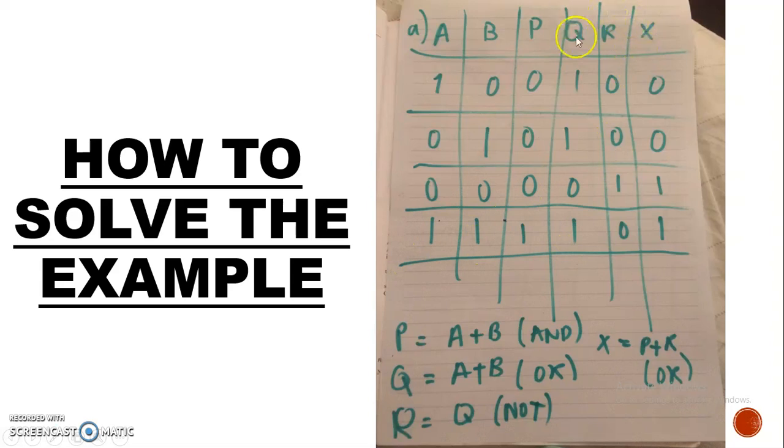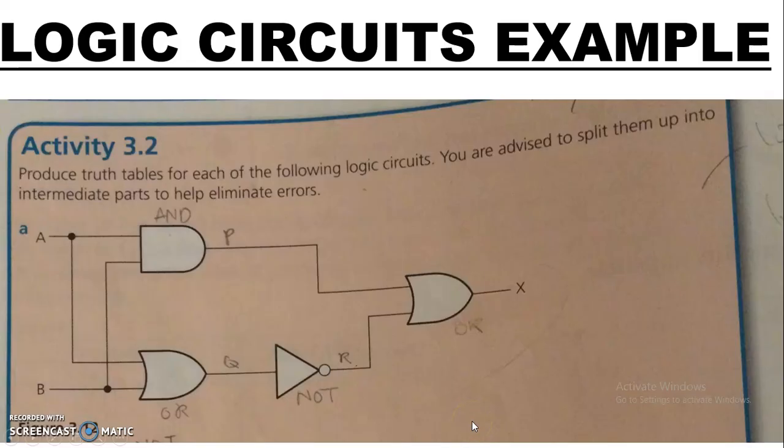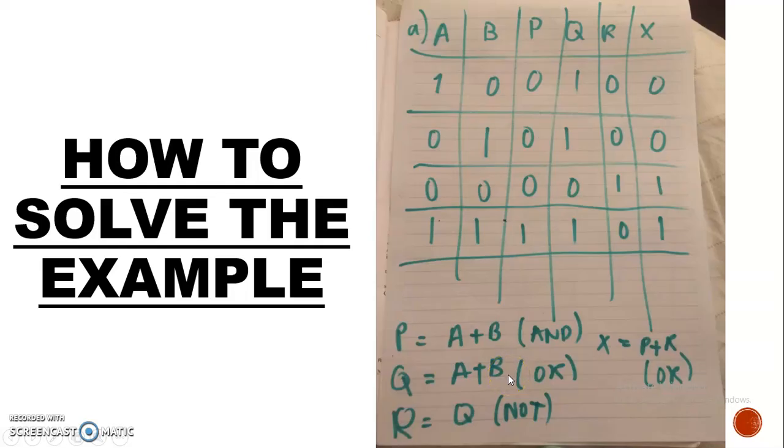Next, you'll have to work out the R value. So the R value is the NOT gate. To get this value, you just put in the Q answer you got. The NOT gate is quite simple actually, because it's basically the opposite of whatever answer you got. So if you have 1, then it's 0, and if you have 0, it's 1. So 1 and 0, that was the input before. For Q, you got 1, so it's 0, 1, 0, 0, 1, 1, and then 0.